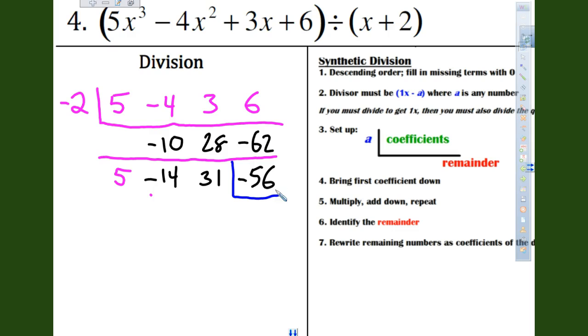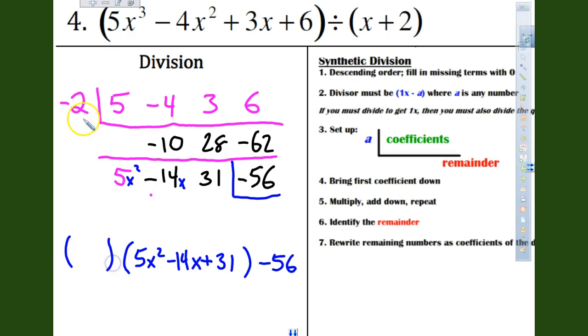So let me have your attention for a moment. Ready? Okay, so the last number is always the remainder. If you want to start writing your answer this way from right to left, that would probably work. So we know it's negative 56, 31. The next will be x, and the next one will be the x squared. So you can work from right to left to write your answer, and then you'll just have x minus 2 here, right? Does that look good?